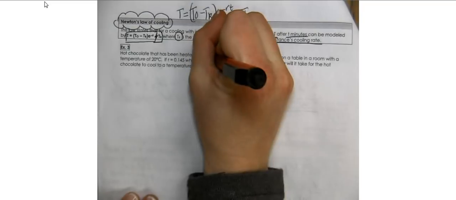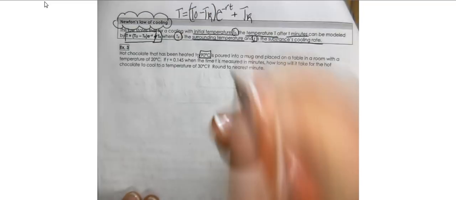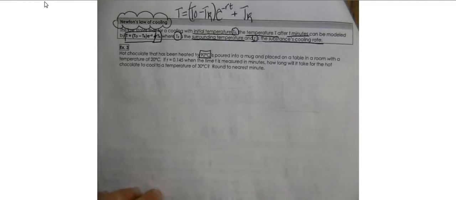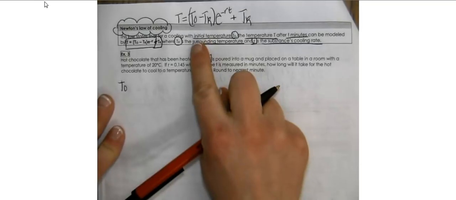So now what we want to do is look at this hot chocolate problem. It says the hot chocolate has been heated to 90 degrees Celsius. If it's been heated to, that means its starting temperature, its initial temperature, is T sub 0. And we're going to say that's 90 degrees Celsius.